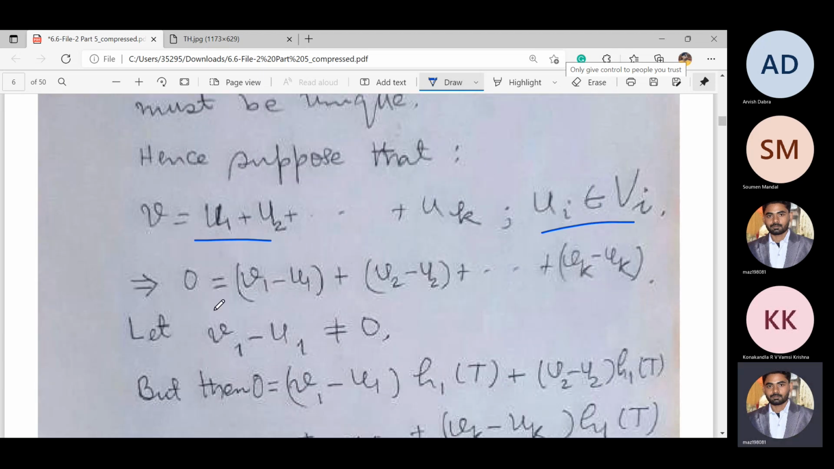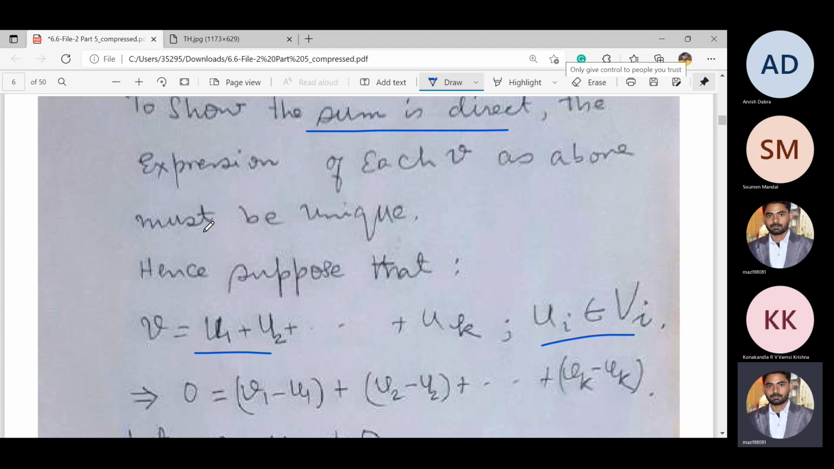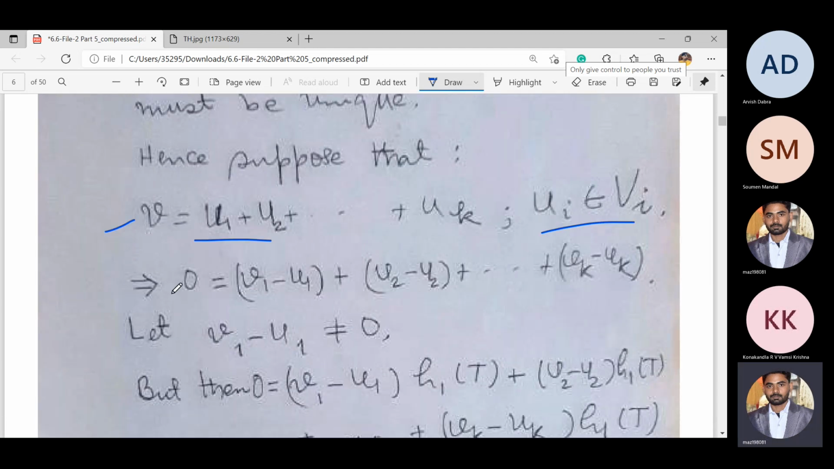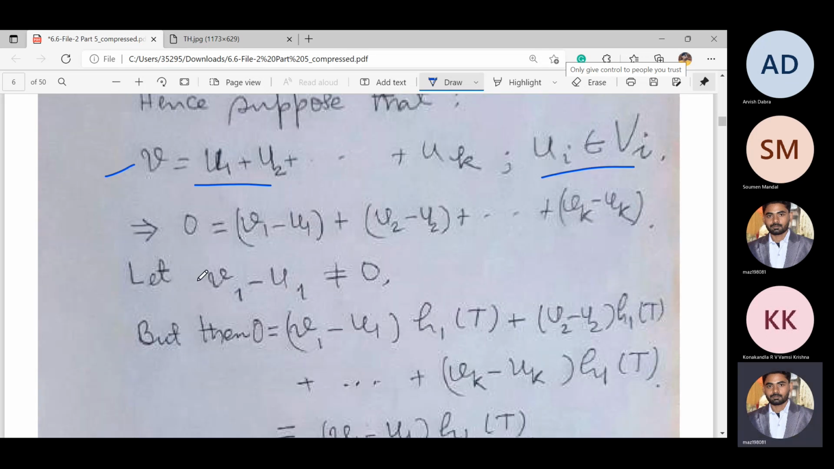Okay, so here just subtract these two, this V minus this V. So we get 0 equals (V1 minus U1) plus (V2 minus U2), and so on. Now we want to show that V1 minus U1 equals 0. If it becomes 0, this implies V1 equals U1, which implies that it is a unique representation of V as a sum of vectors in Vi. So on the contrary, we assume that V1 minus U1 is not equal to 0.